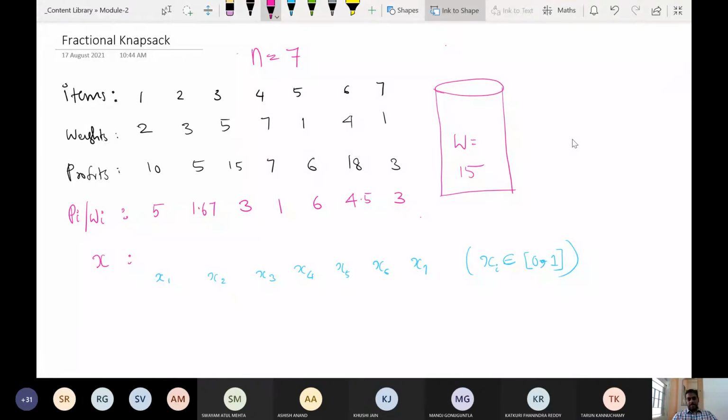What is the idea here is, as on the board you can see, there are certain items. I have 7 items that are numbered from 1 to 7. And associated with each item, you have two parameters. First thing is the weight of the item. Item number 1 weighs 2 kg. This weighs 3 kg, like that. We have the weights for all the 7 items.